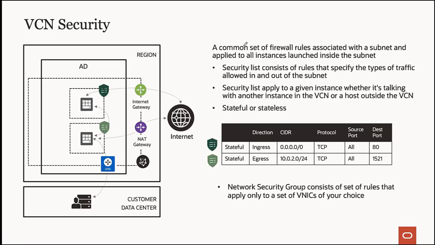So if you were to use stateful for, say, ingress coming in, like in the example, quad zeros TCP for destination port 80, you don't necessarily need to have an egress security list associated with it because the state is maintained. If this was stateless, then we would explicitly have to define a stateless egress as well. And that becomes a little bit harder and more cumbersome to manage.